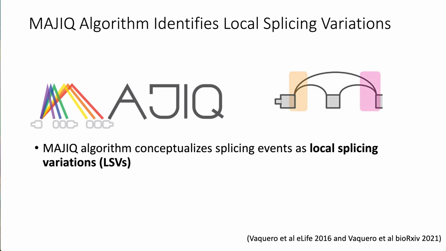The algorithm our lab likes to use to study splicing is the MAGIQ algorithm, which thinks of splicing in terms of what are called local splicing variations, or LSVs. For instance, MAGIQ would divide this cassette exon splicing event I've shown here on the right into a source LSV consisting of all of the junctions coming out of the 5' end, and a target LSV consisting of all of the junctions coming into the 3' end.